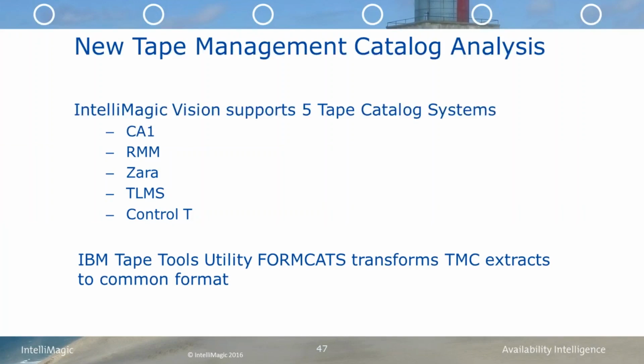IntelliMagic Vision supports 5 different tape management catalogs, so we support these 5 products: CA-1, RMM, Zara, TLMS, and Control-T. We use an IBM tape tools utility called FormCats, and what FormCats does for us is transform the TMC extracts into a common format that we load into tables for interrogation.